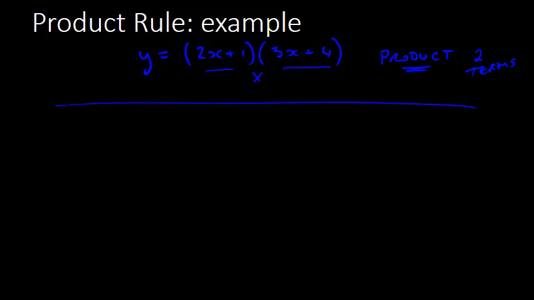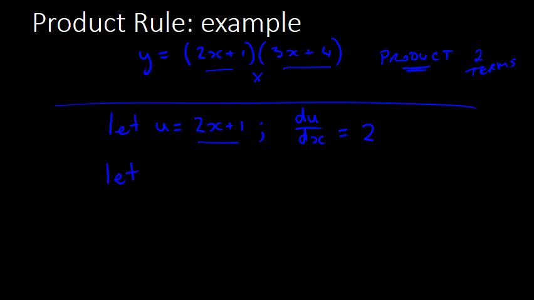The approach to take with a question like this is to let u equal the first of the terms, and as we did previously with the chain rule, we find the derivative. The derivative of u with respect to x is 2. That is to say, the derivative of that is 2.